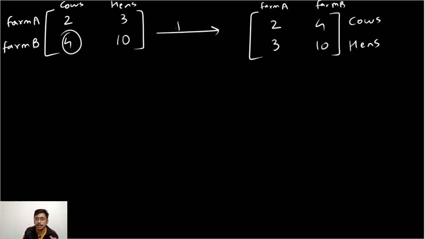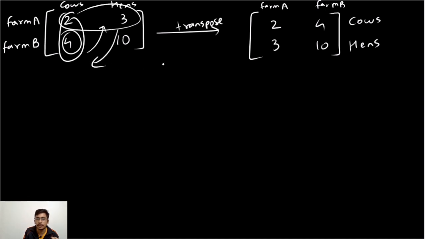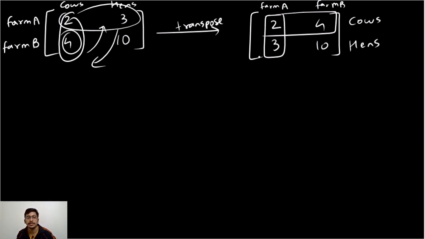So this is what transpose means, that we have to flip the rows, we have to make this column into a row and make the row into a column. Yeah, so 2 and 3 came here and 4 and 10 came here. That is how you transpose a matrix. This is an example of transposing a 2 by 2 matrix. But similarly, we could transpose a 3 by 3 matrix also.